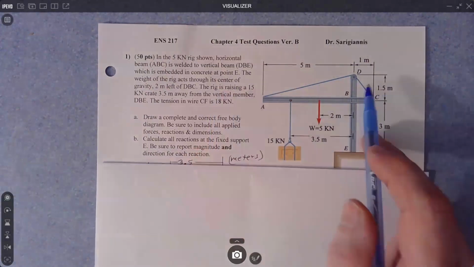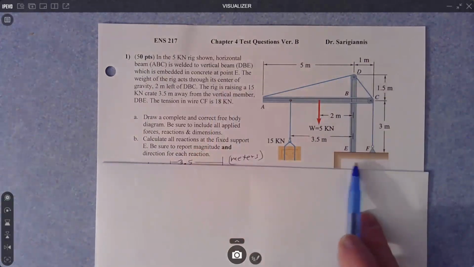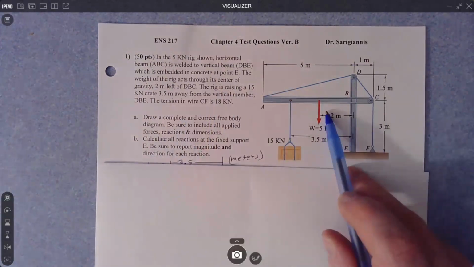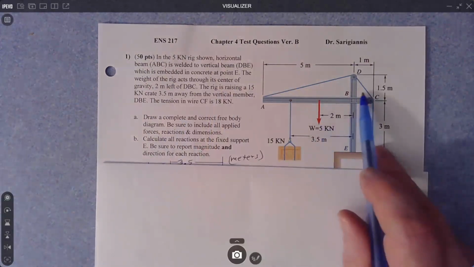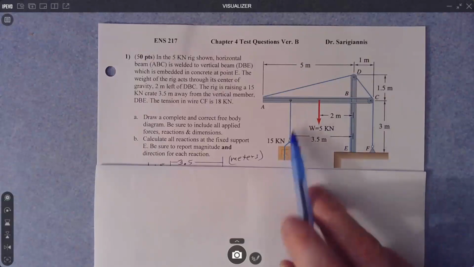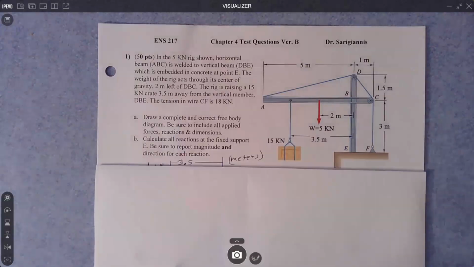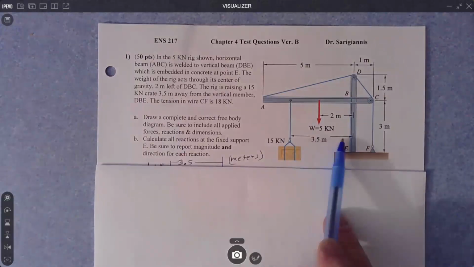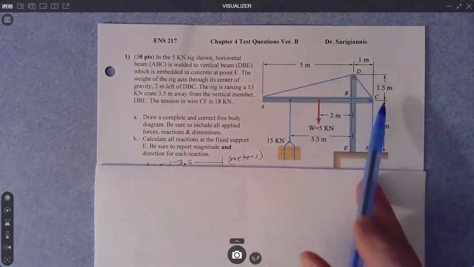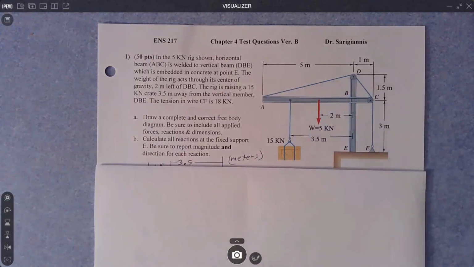And it's welded to this vertical beam, which is embedded in concrete at point E. The weight of the rig acts through the center of gravity, 2 meters to the left of this DBC beam. The rig is raising a 15 kilonewton crate, 3.5 meters away from the vertical member, right here. And the tension in the wire, this wire right here, CF, is 18 kilonewtons.